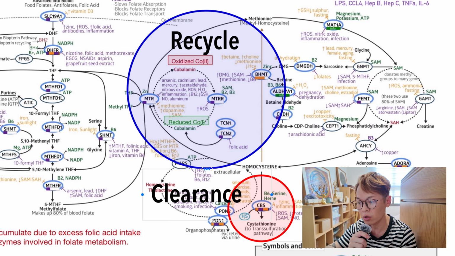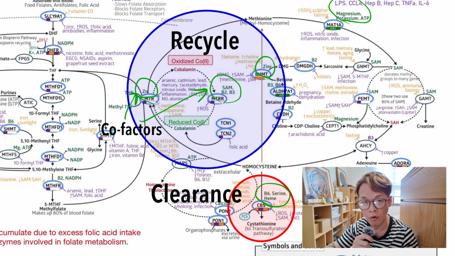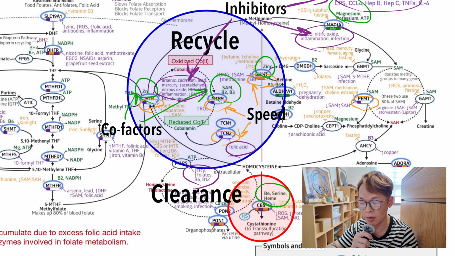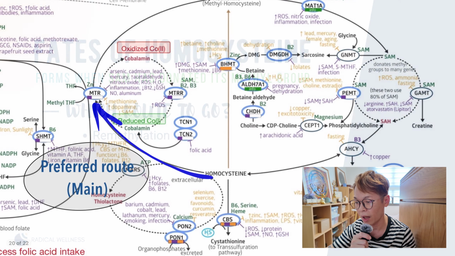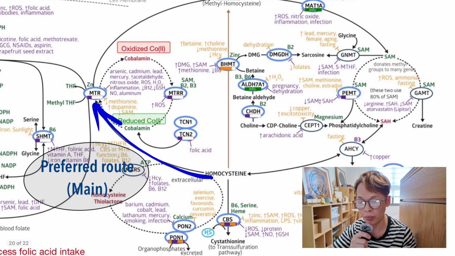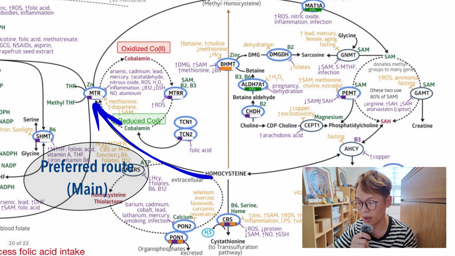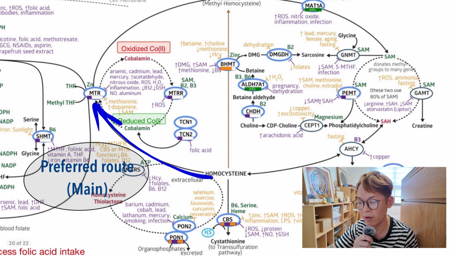Again, how much each of these fates proceeds largely depends on many factors, such as the substrates available, the amount of cofactors you have in your body, the enzyme speeds, and all these inhibitors that can potentially slow down the enzymes. The remethylation back to methionine can occur via two pathways. The methionine synthase pathway, which is the preferred route, is the primary pathway in most cells, which uses methylcobalamin, the active form of vitamin B12, as a cofactor, and 5-methyltetrahydrofolate as the methyl donor.